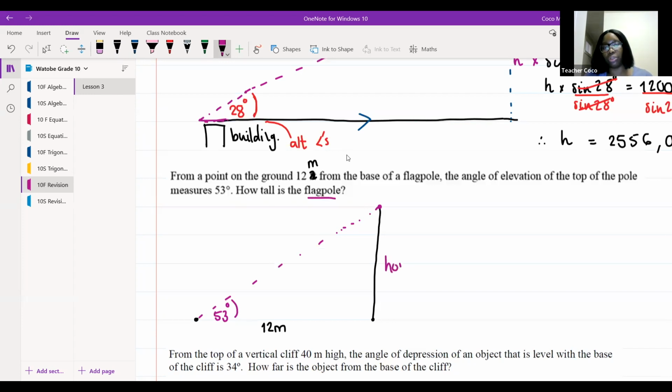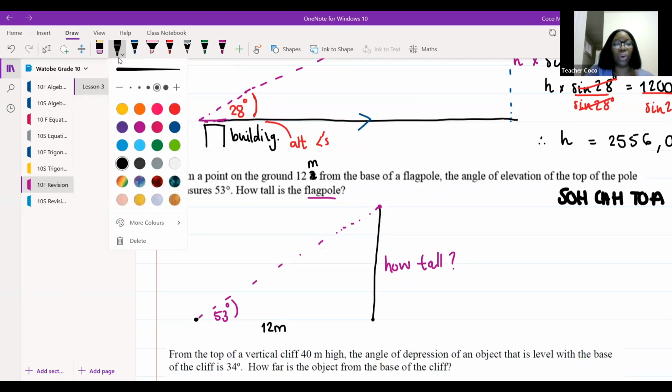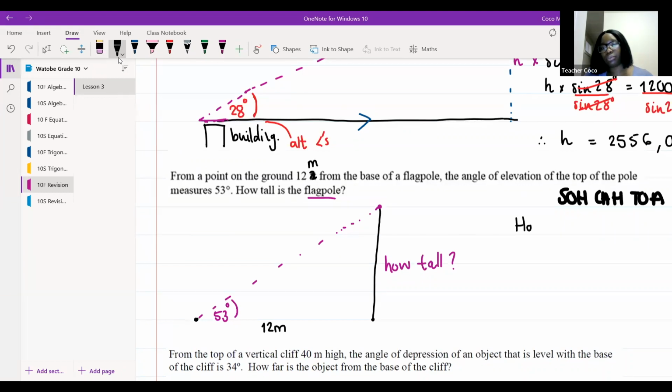They want to know how tall is the flagpole. Don't forget our mnemonic device, guys. So, TOA, tell me, guys, what are we doing? What do we have, and what do we want?